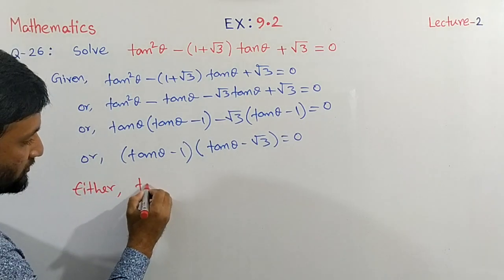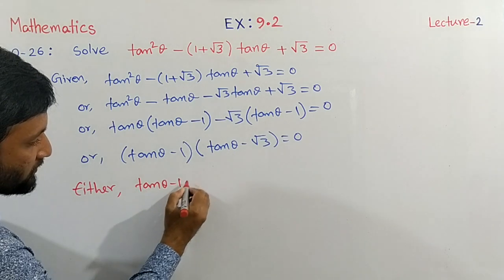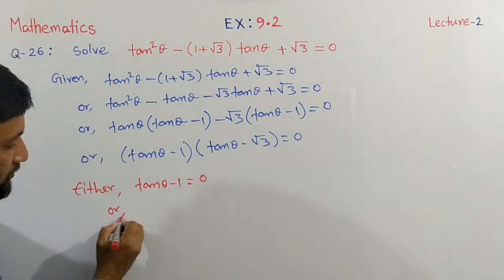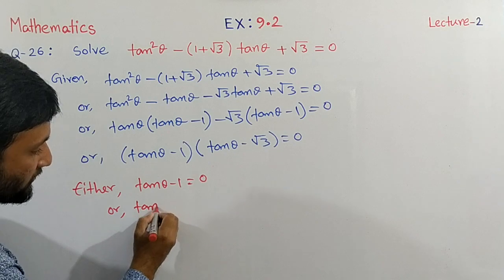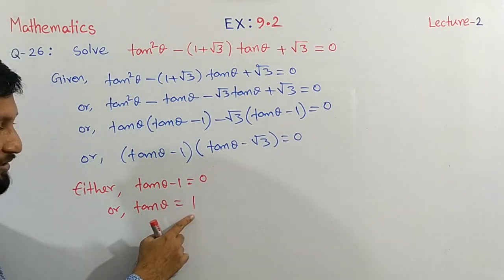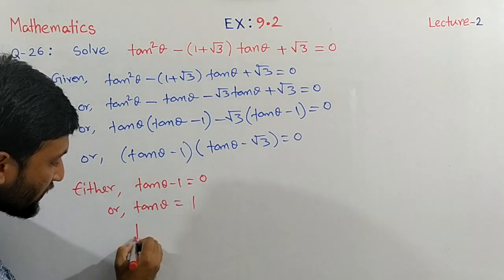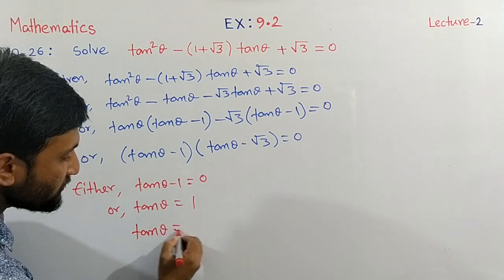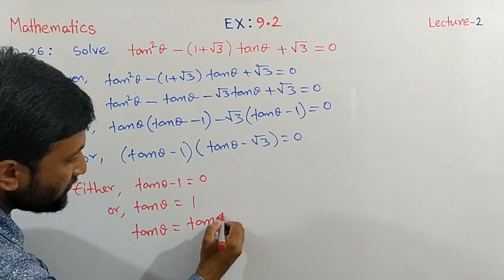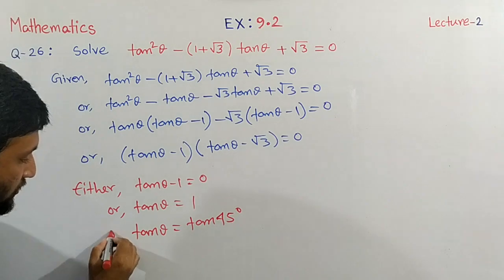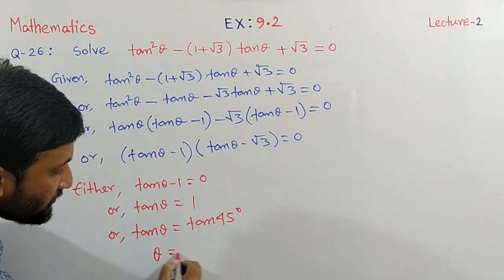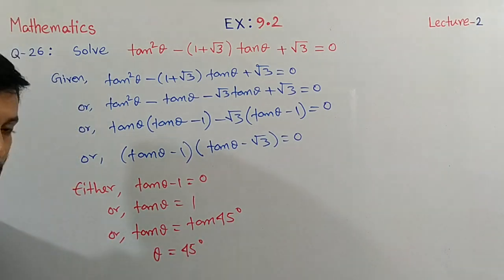first factor, that means tan theta minus 1 equal to 0, or we can write tan theta equals to 1. So 1 is for value tan 45 degree. So write down the value. So tan theta equals to tan 45 degree. So write as theta equals to 45 degree. Okay.